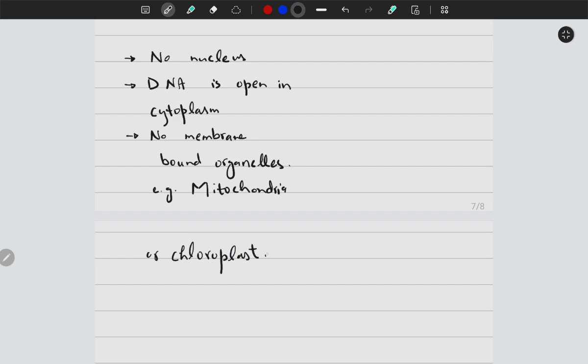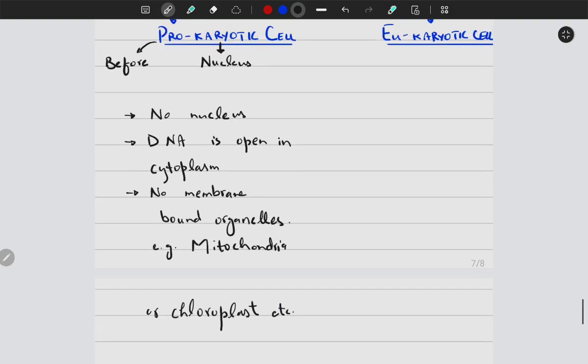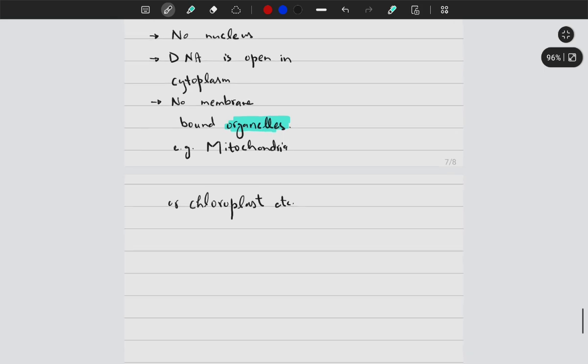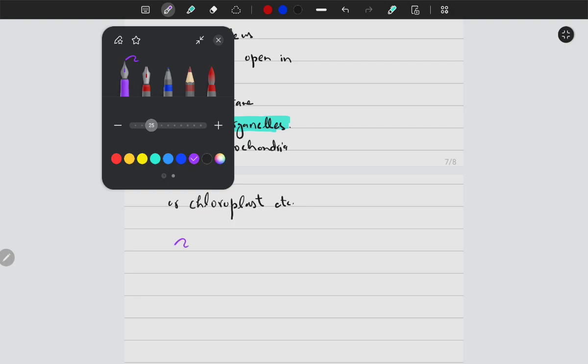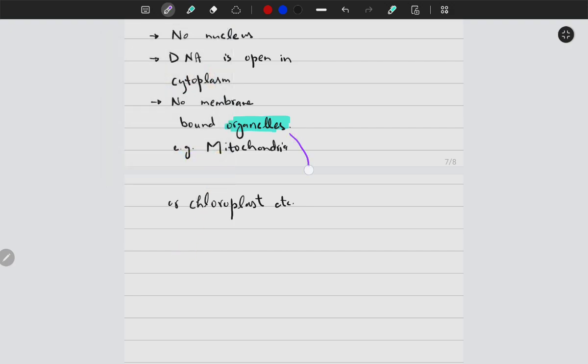Now you might be thinking, if you don't know already, what are organelles? So organelles are subcellular, smaller than cell structures inside the cells that are performing specific functions for that cell. Okay, let me write it at the bottom.